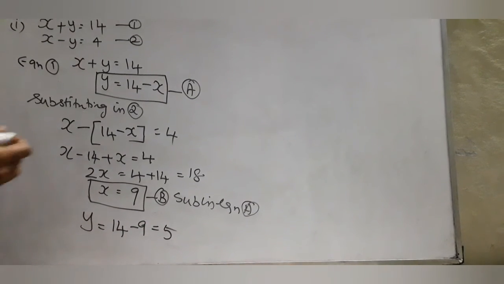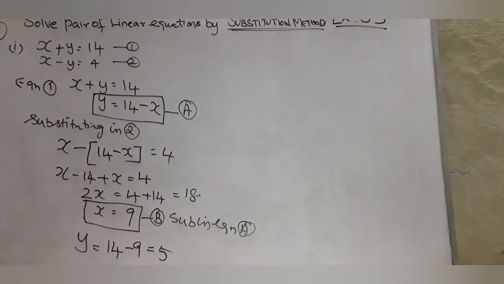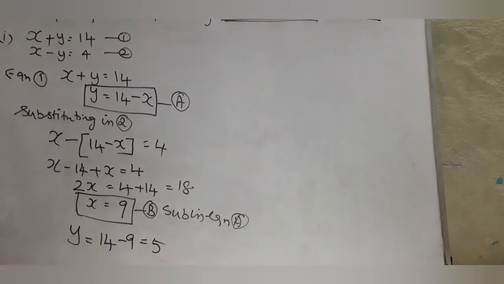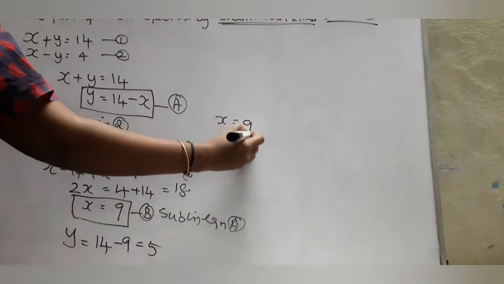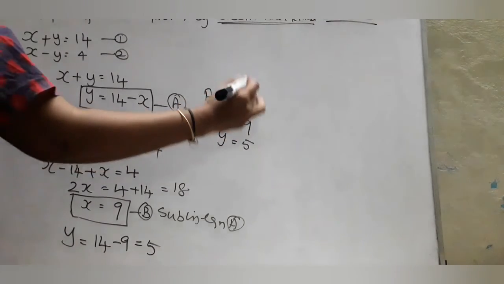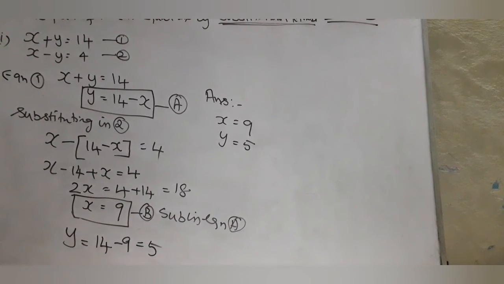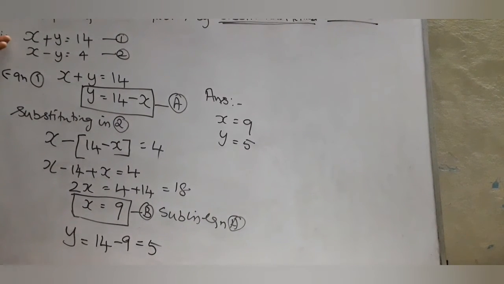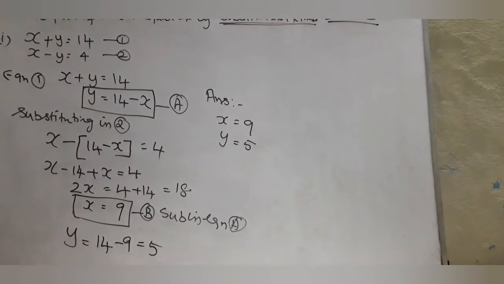Now the answer is x is equal to 9 and y is equal to 5. Now the final answer is the value of x is equal to 9 and y is equal to 5. You have to write it down separately. x is equal to 9 and y is equal to 5. If you want to check your answer, just substitute in any one of the equations. The value of x is 9 and the value of y is 5. 9 plus 5 is 14. That's all. Your answer will be correct.